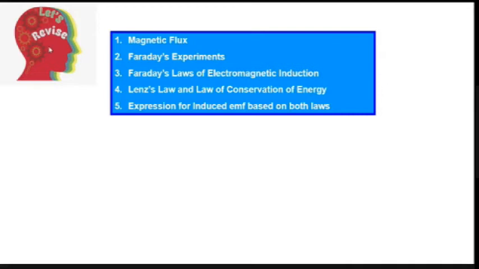The last one: using Faraday's law and Lenz's law, we combined them and got the expression for the induced EMF. Induced EMF E is equal to minus d phi by dt. Induced EMF is proportional to the rate of change of flux, and its direction is opposite to the change in flux. So there is a minus sign. The minus sign is from Lenz's law, and d phi by dt is from Faraday's law. I hope these things are clear.